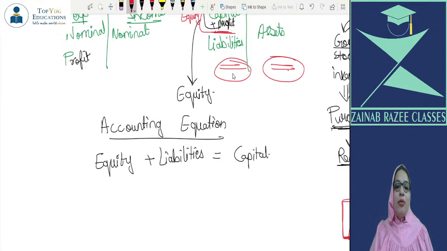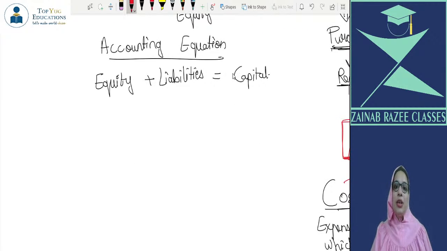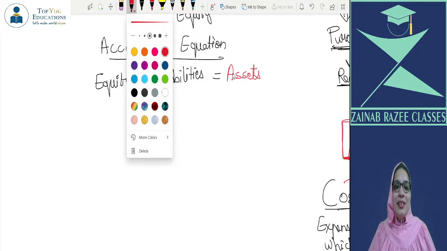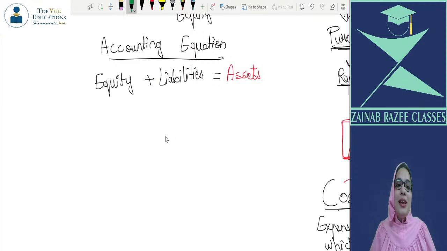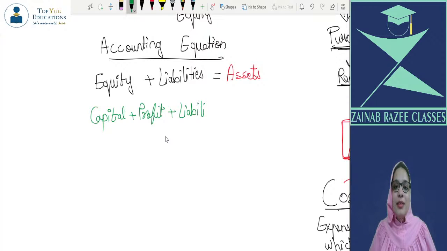So we came up to the accounting equation approach. Now if I elaborate it: equity plus liability. Oh, I'm so sorry, I've written it wrong. Equity plus liability is equal to assets. Now, equity is nothing but capital plus profit. Can I say that? Plus liabilities is equal to assets. Do you all agree with this definition, this formula which I've written in green? Yes, you all agree to this?